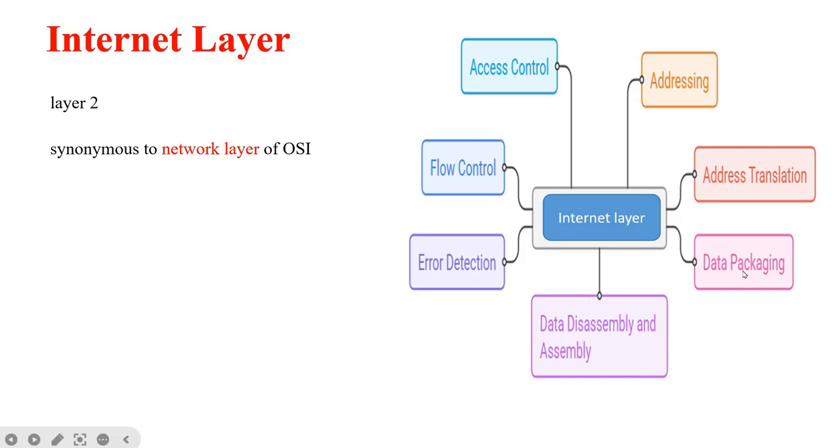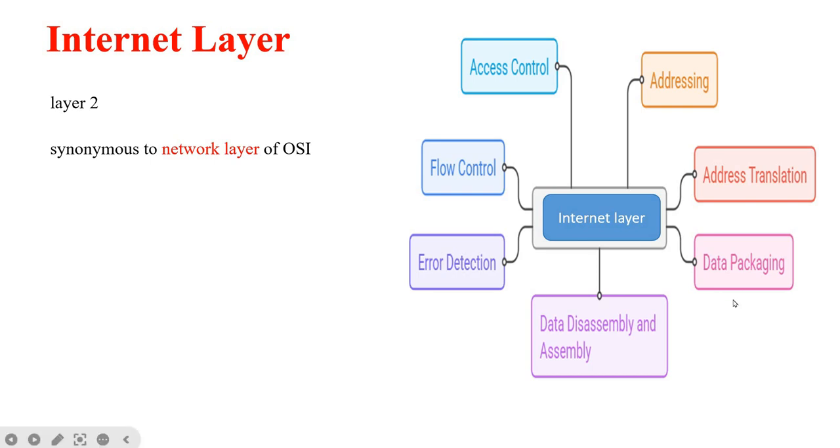Then comes data packaging, which is the process of breaking the data into small parts called packets so that they can be sent across a network. This data packaging is required because sometimes we have big data which cannot be sent over the channel at once.